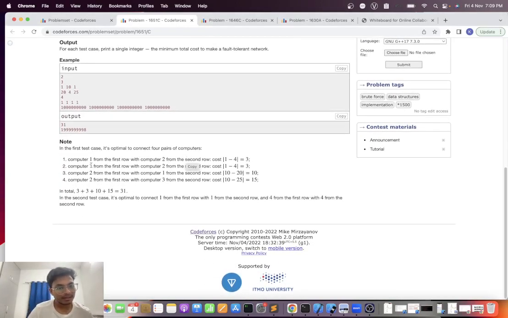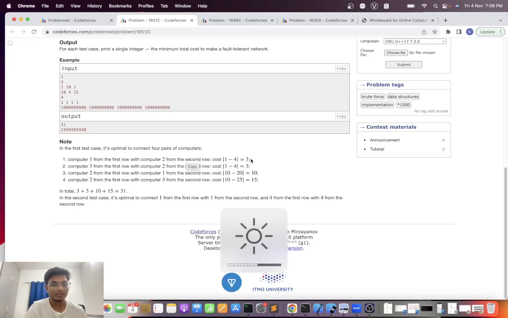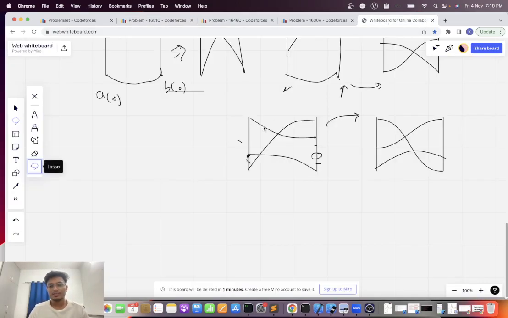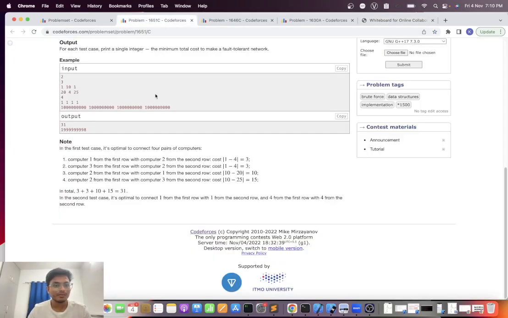It is saying that computer 1 is connected with the first row with computer 2. Computer 1 from the first row is connected to computer 2. That is 3 value. Okay. And computer 3 is connected to the first row of computer 2. Okay, let me see it. Okay, let me make 2 computers then. 110.1. What is 110.1?